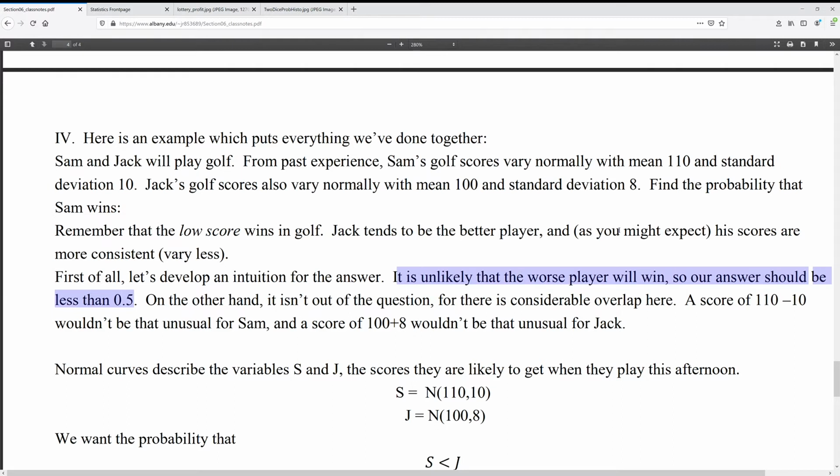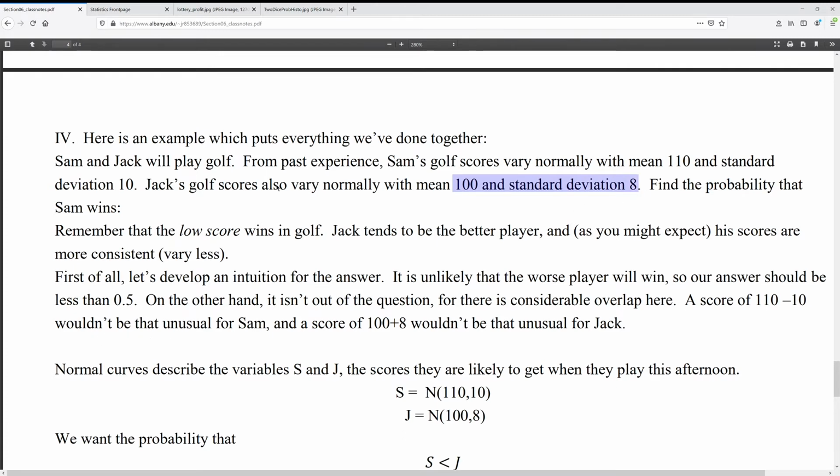Well, remember, we've got the 68, 95, 99.7 rule. We haven't talked too much about it, but loosely speaking, it's not that unusual to be one standard deviation away from the mean, right? 110, give or take 10, that is a relatively typical place for Sam to be. 100, give or take 8, that's a relatively typical place for Jack to be, right? So 110 minus 10 is not that unusual for Sam. It's within the realm of possibility. And 100 plus 8 is not that unusual for Jack, right?